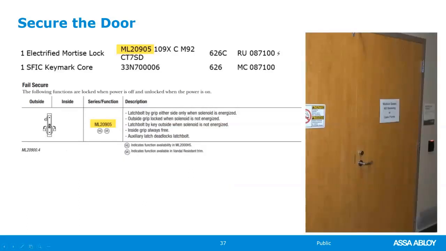The Mortise Lock is a fail-secure Mortise Lock. That means that when the power goes out, this door will be secured. The key override is if the power goes out and you use your key, you can still get in. Free egress from the inside at all times.